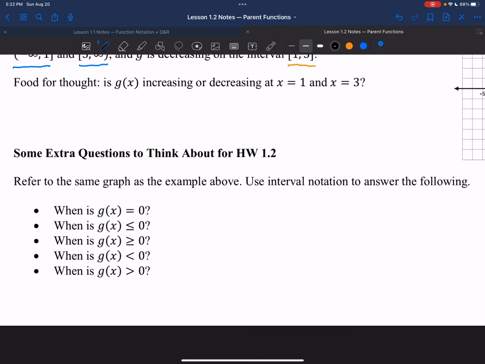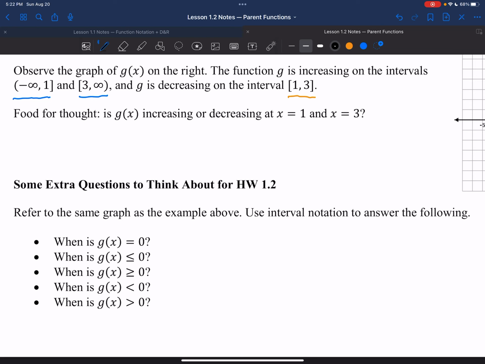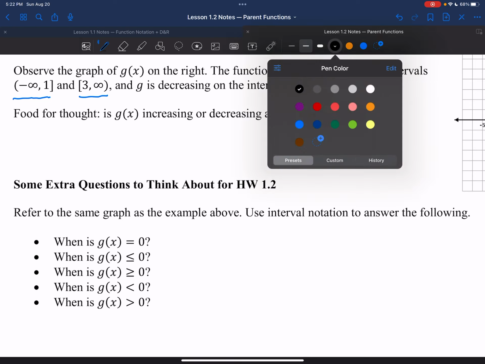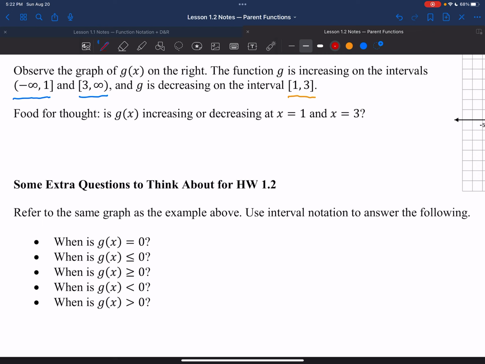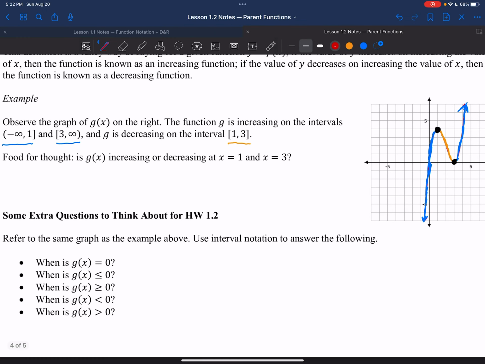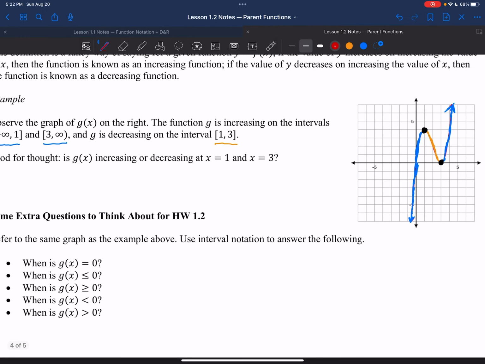Okay. And then just some extra questions to think about for homework 1.2. In case you're stuck on that, here's a little bit of homework help. It says, when does g of x equal 0? Well, what does that mean? Here, I'm going to erase this. When does g of x equal 0?